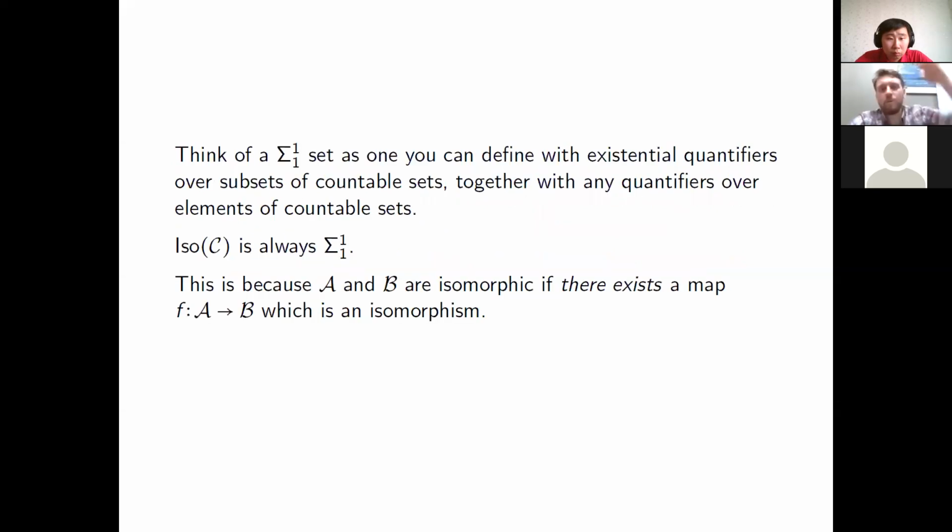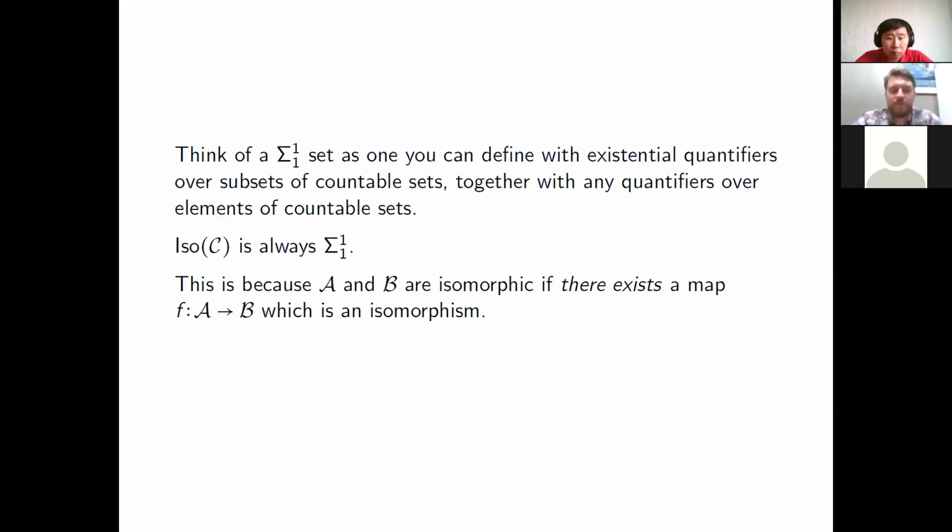A Sigma 1-1 set, you should think of as a set you can define with existential quantifiers over subsets of countable sets, along with whatever quantifiers you want over countable sets. So you can use whatever quantifiers you want over natural numbers and so on, but you're only allowed to use existential quantifiers about subsets. So for example, you're allowed to say there exists a subset of natural numbers, but you're not allowed to say for all subsets of natural numbers.